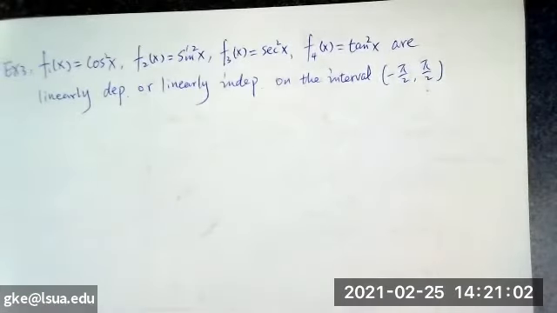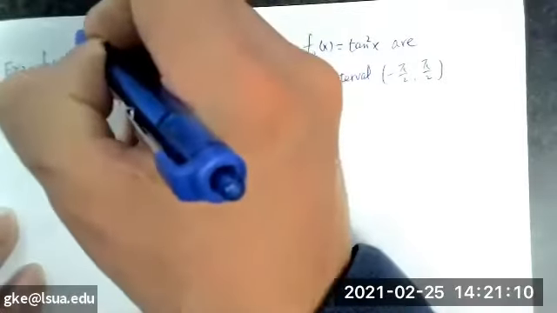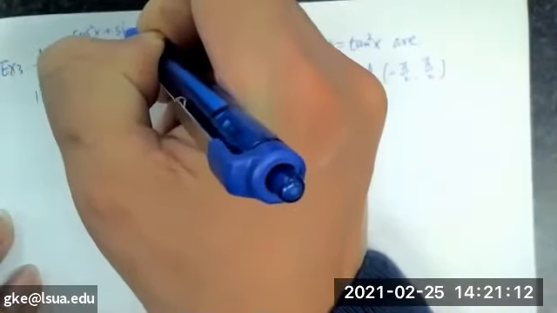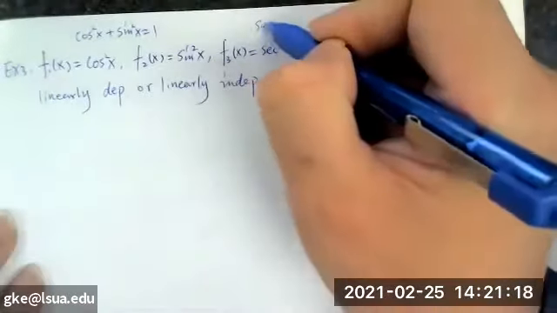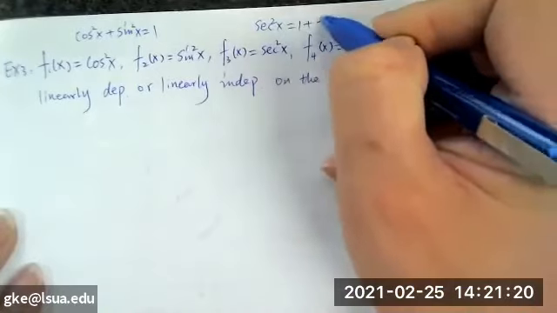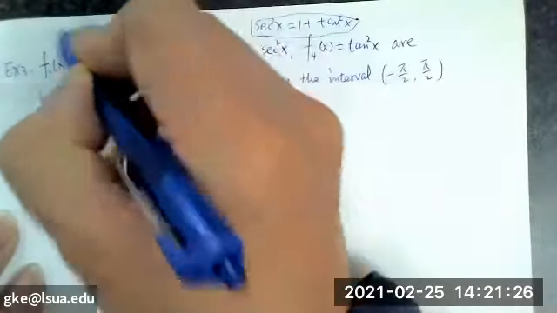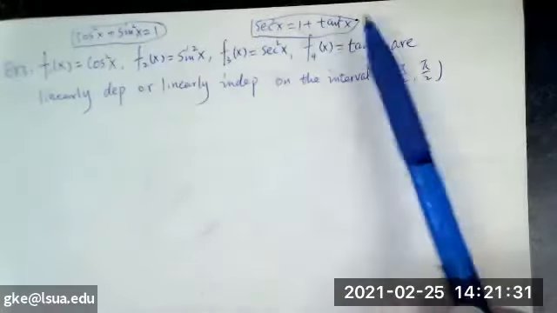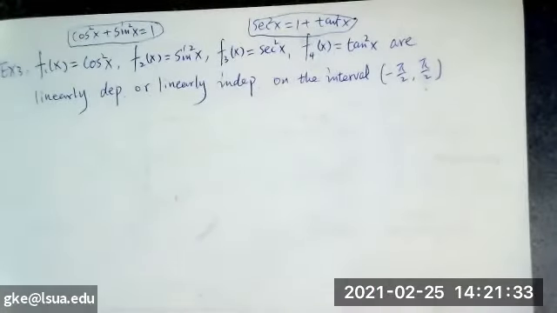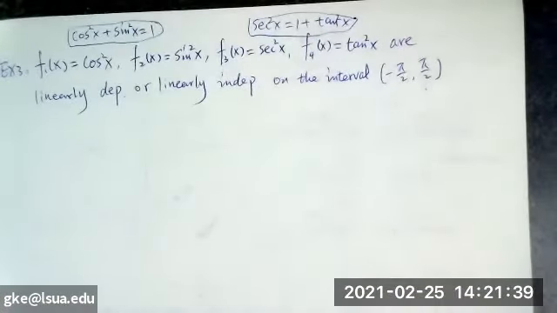Now, for this one, you can follow the same steps. I'll give you a little bit of a hint. We know that cosine x squared plus sine x squared equals 1, and secant x squared equals 1 plus tangent x squared. So in this process, you may use these two trig relationships.